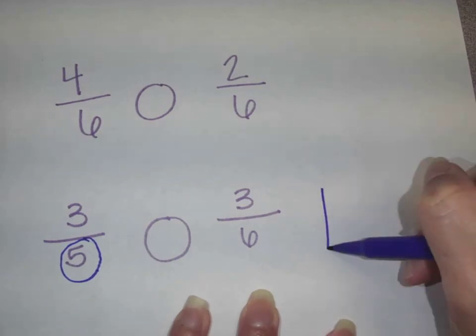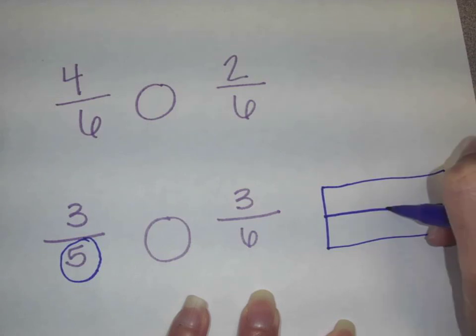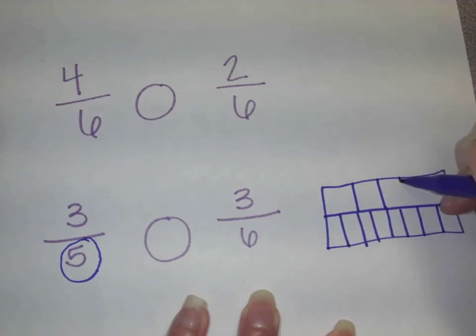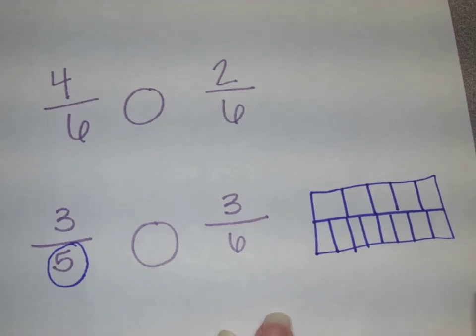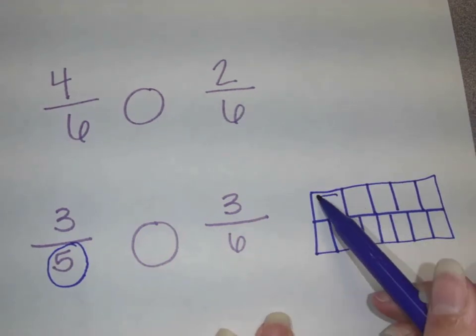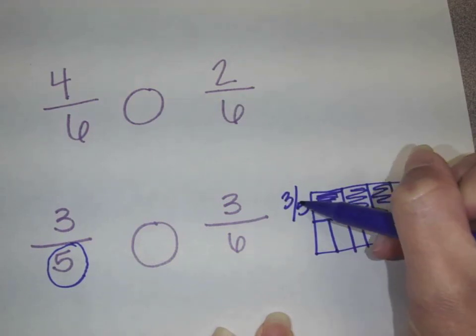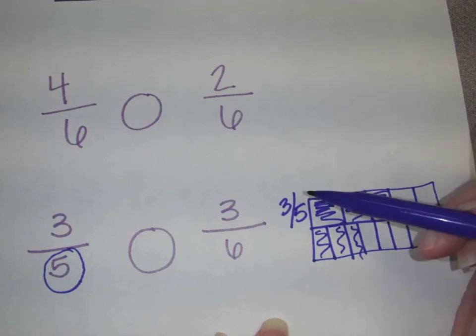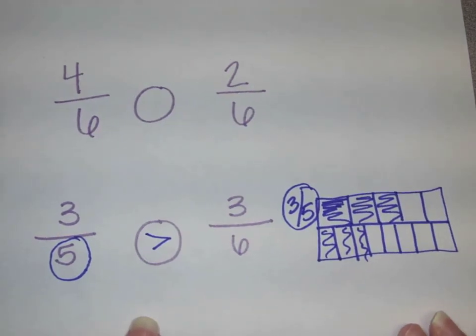For example, I just want to show you with this picture. So down here I'll represent 6 equal parts, and then 1, 2, 3, 4. Look at the fifths. Those parts are larger pieces than the sixths. And here's 3/5 up top, and here is 3/6. Which one is shaded more? Definitely 3/5. Alligator opens its mouth to the larger fraction.